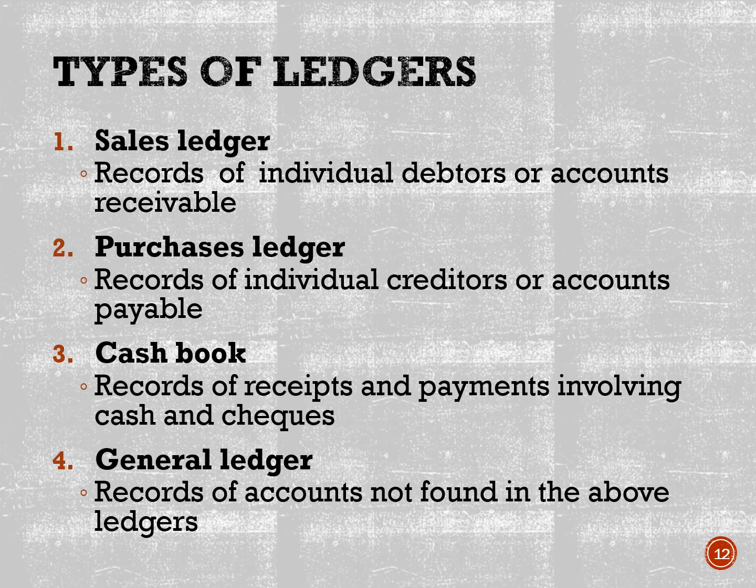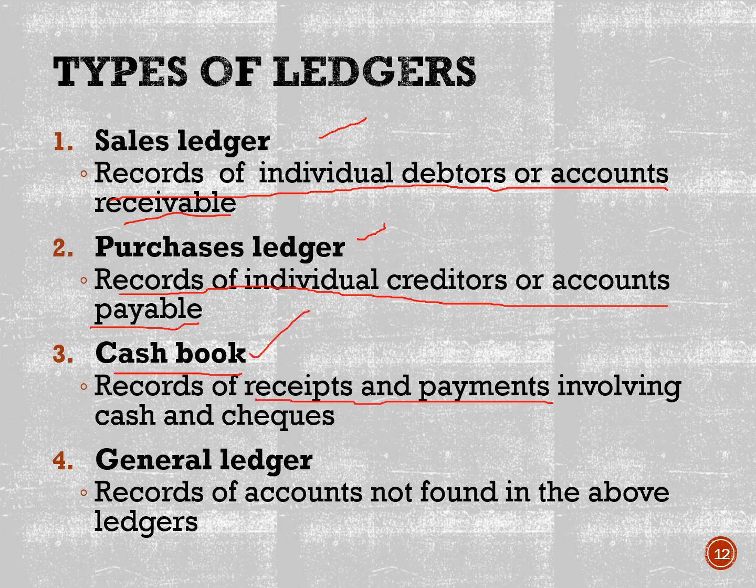Okay, there are sales ledger, maksudnya kita akan record of individual debtors or account receivable. The second one is purchases ledger, record of individual creditors or account payable. Cash book, record receipts and payments, involving cash and cheque. And the last one, record of accounts not found in the above ledgers. Kita akan record general ledger yang mana yang tak terlibat dalam sales ledger, purchase ledger and cash book.